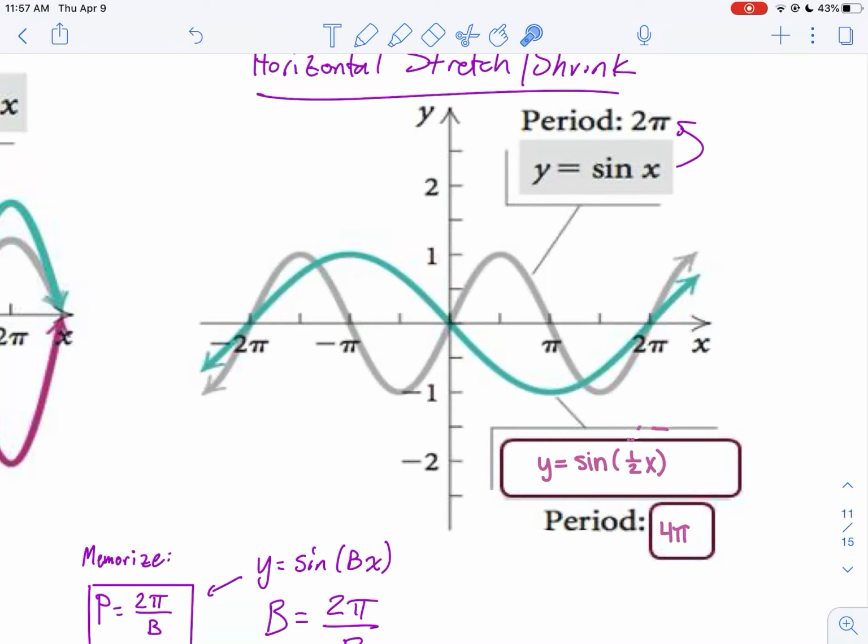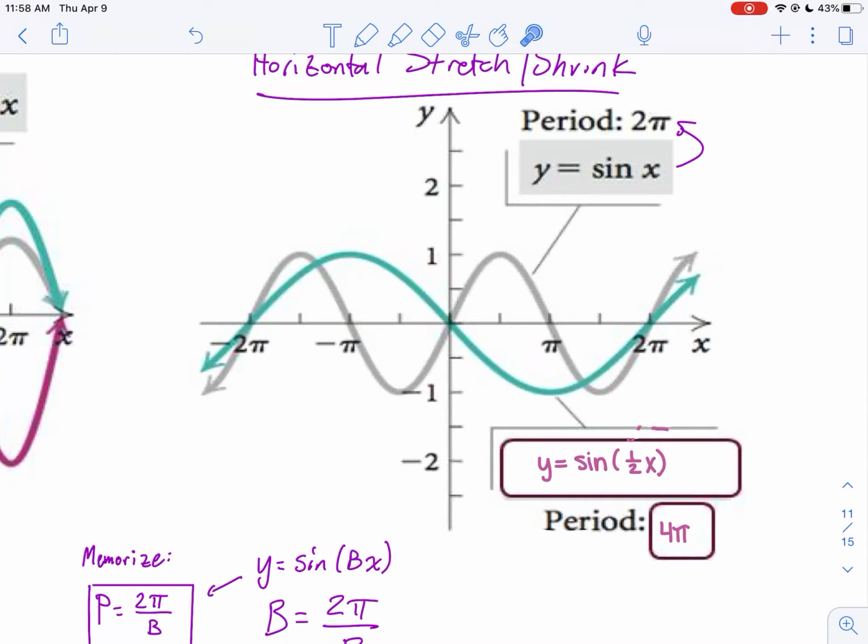And so this green function, you can see it's really stretched out. It's got what I would call a vertical stretch. Sorry, that's not what I meant. A horizontal stretch. So it stretches out.